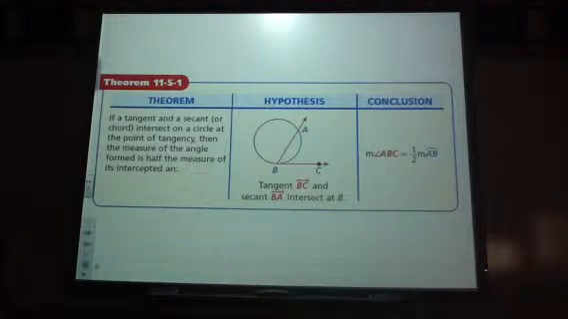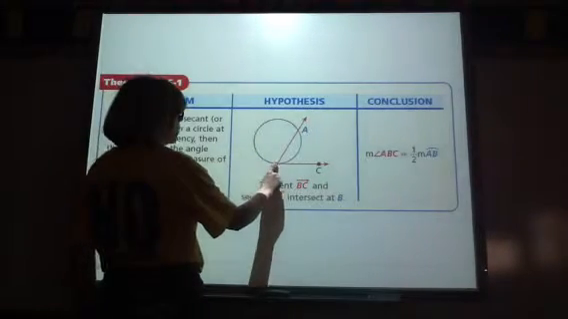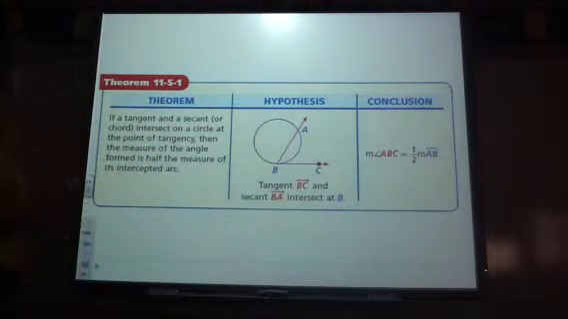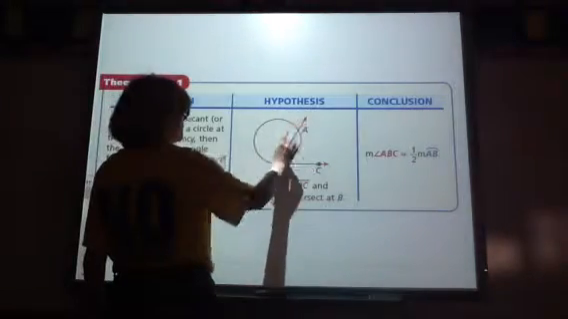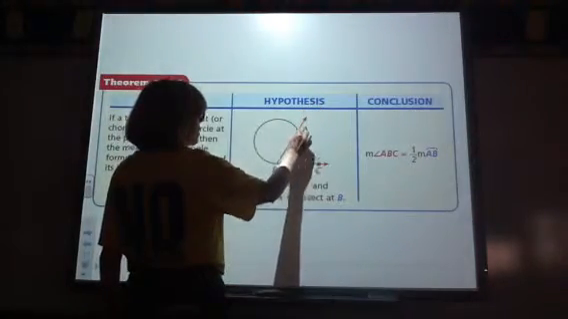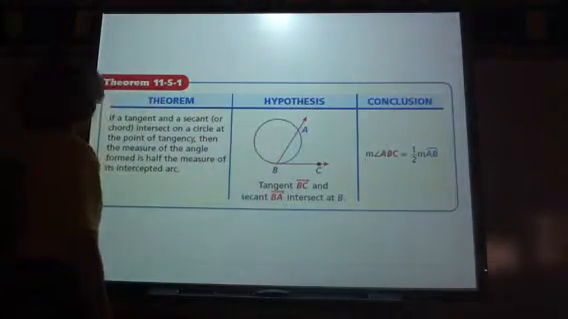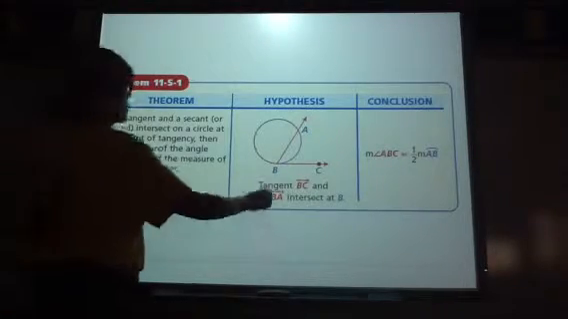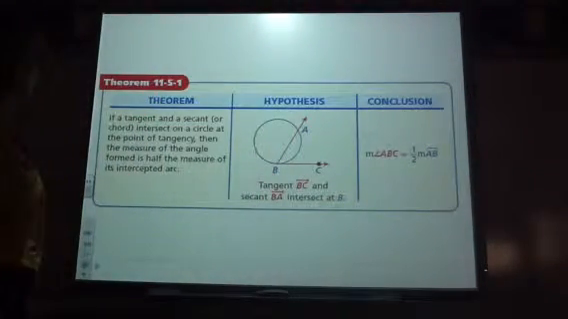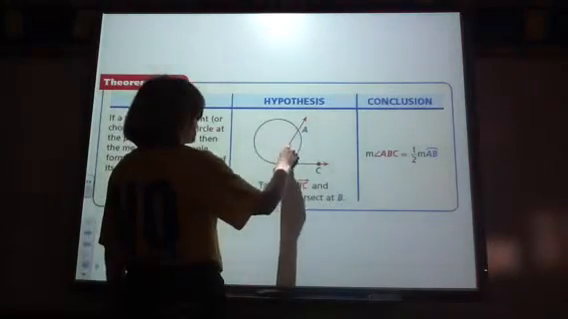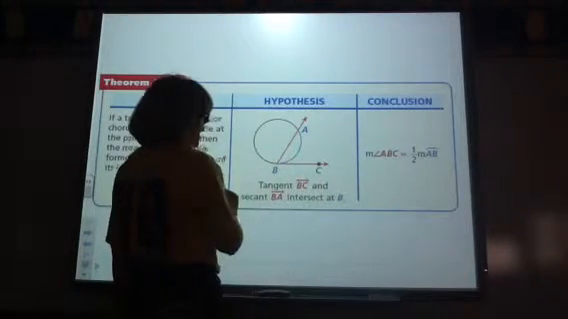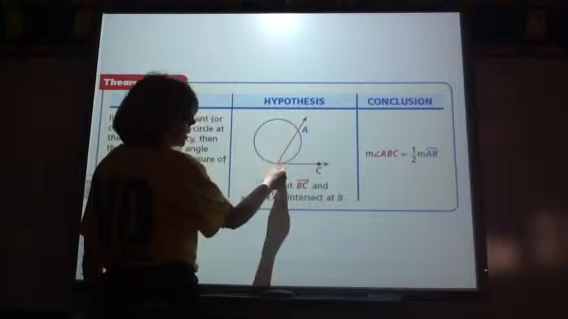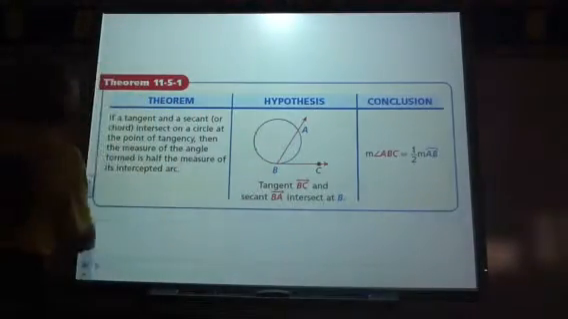If a tangent, remember, intersects the circle in one point, so BC is your tangent there. If a tangent and a secant or chord, your secant is your BA. Remember, a secant is the line that extends on a chord's endpoints on the circle. So if a tangent and a secant intersect on a circle at the point of tangency, which is point B, then the measure of the angle formed is half the measure of the intercepted arc. So what that is saying is the measurement of angle ABC is half of the intercepted arc AB. And that's your theorem right here.